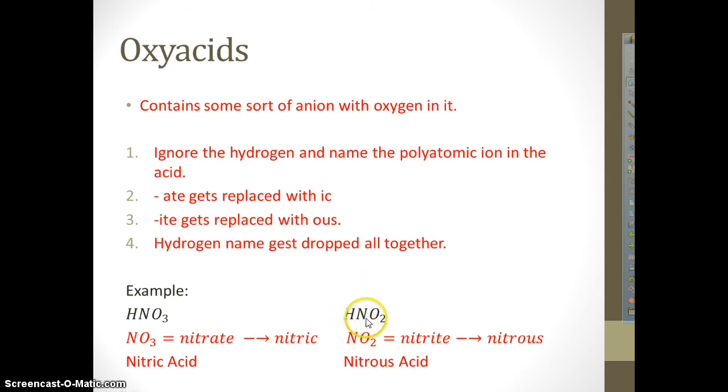Same thing over here. If I have hydrogen bonded with nitrogen and 2 oxygens, I know there's an oxygen, so I drop the hydrogen from the name, don't need to worry about that. And then I have nitrite ion, so ite gets replaced with us, so then I get nitrous acid. So that's also pretty simple as long as you know your polyatomic ion names. And then you just replace, remember ate gets an ic and ite gets an us instead.